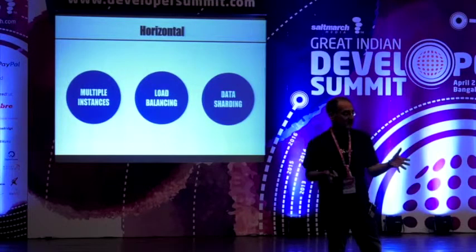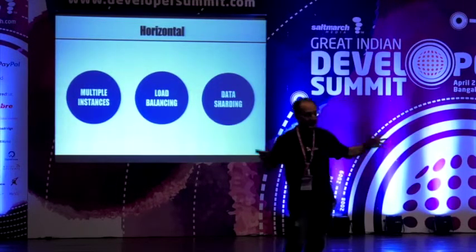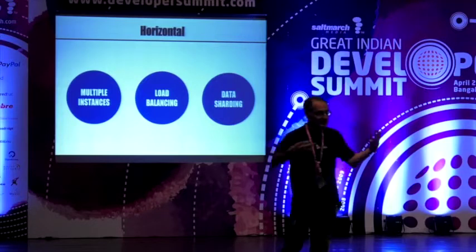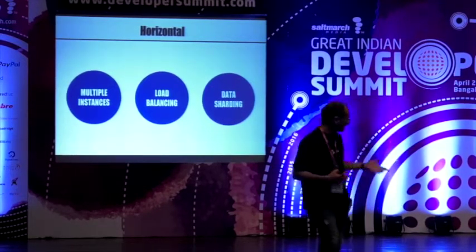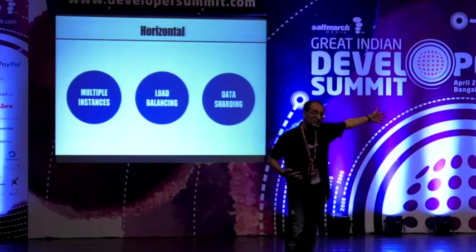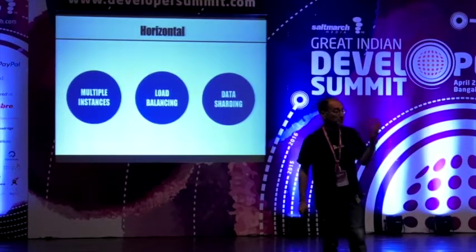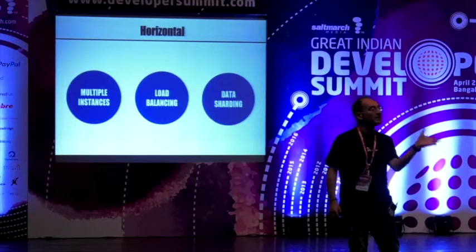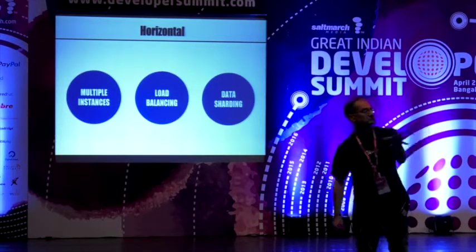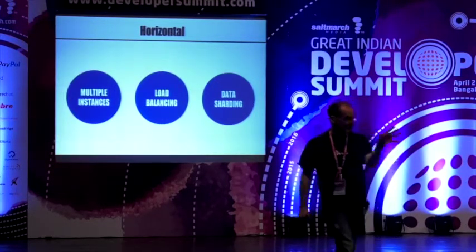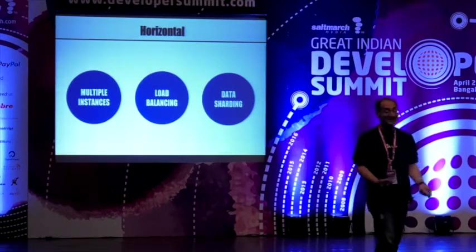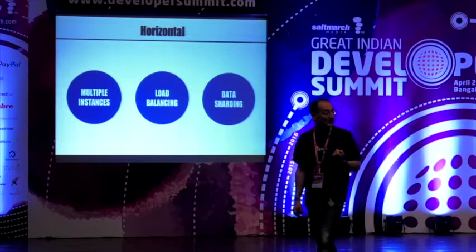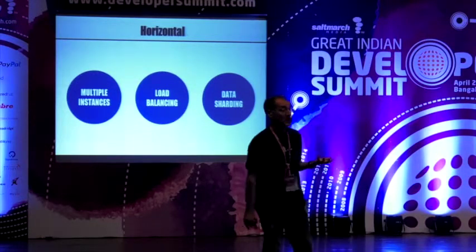Not all of them necessarily concur to the implementation of a scalable solution. But I would say that data sharding can probably be considered optional. It's there. You decide, based on the context, if you really need it. But multiple instances and subsequently load balancing are, I would say, kind of a must.